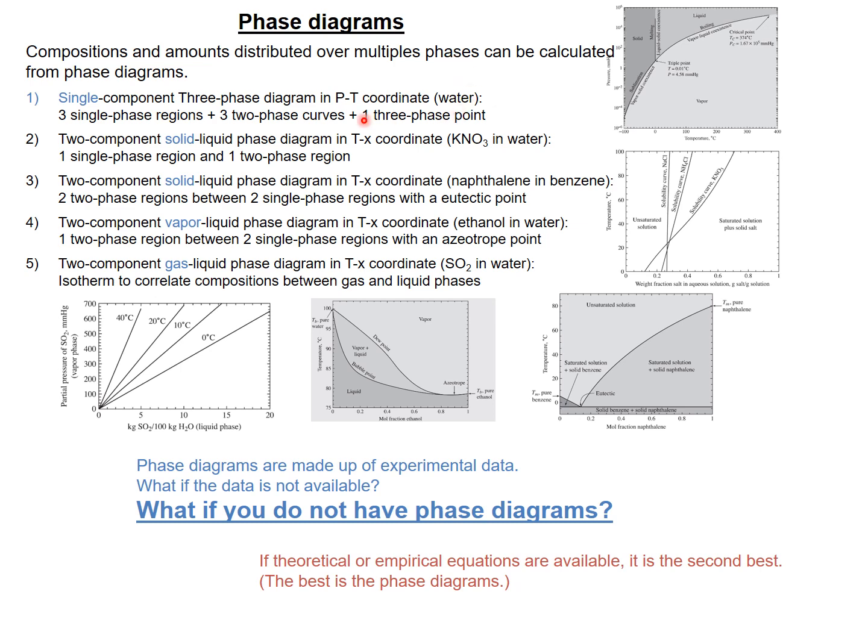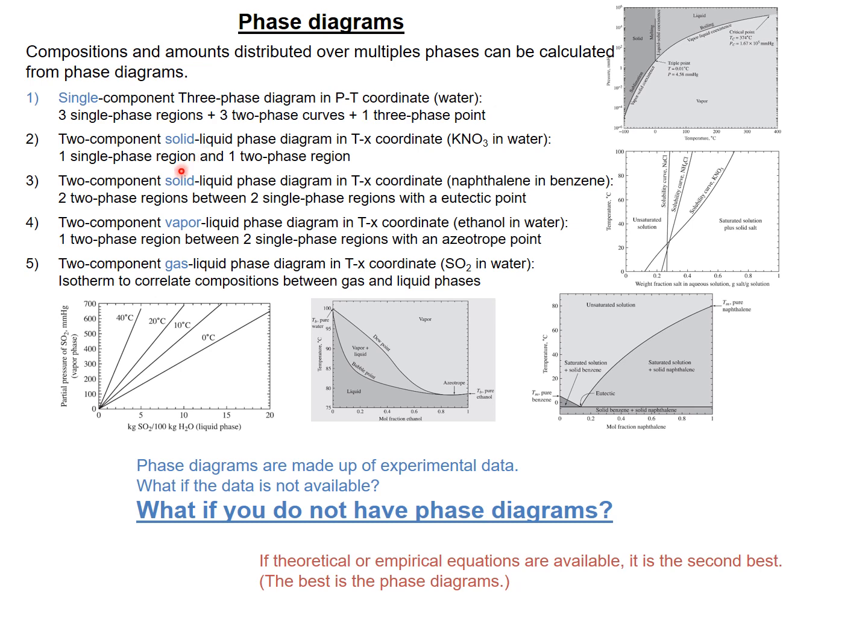Let me summarize them. The first one is the single component phase diagram in pressure-temperature coordinates for the water case. In this diagram, you have 3 single phase regions plus 3 two-phase lines or curves plus 1 three-phase point for the single component phase diagrams.